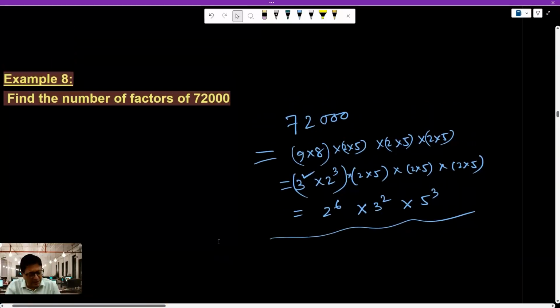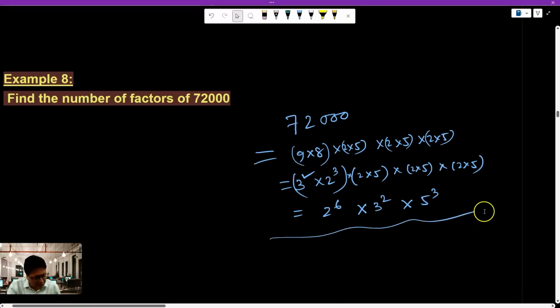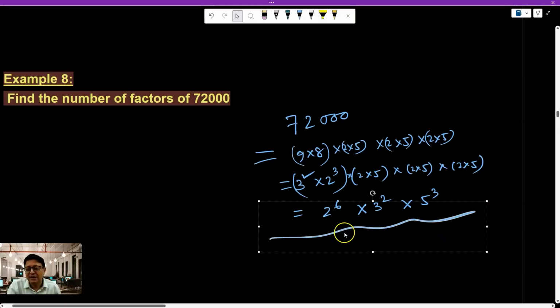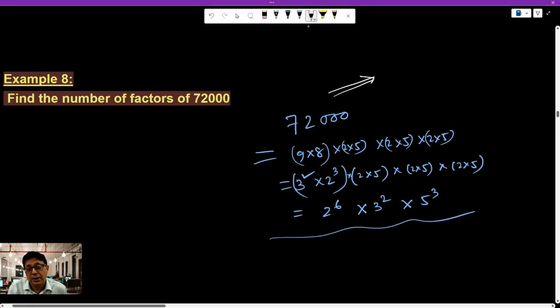And how many times are they occurring over there? How many times do they occur? For 2 it is occurring 6 times. For 3 it is occurring 2 times. For 5, 3 times. Number of factors: I just give you an example. Here for 72,000, 2 into 3 is a factor. Only 2 is a factor. 3 into 5 square is also a factor. You understand what I say?